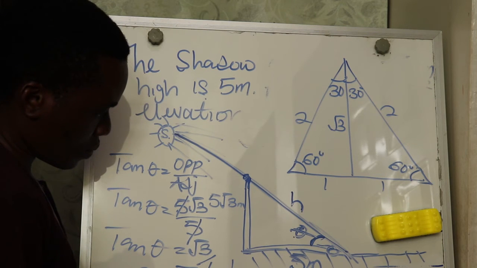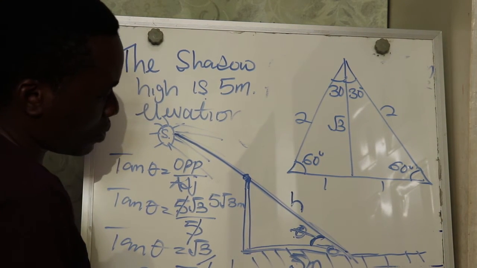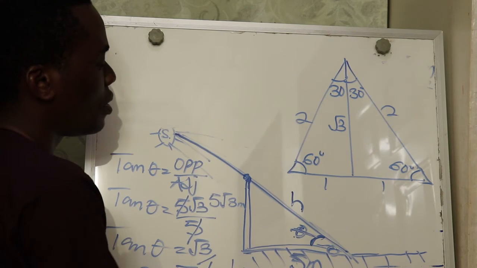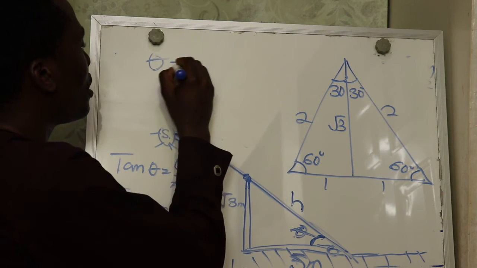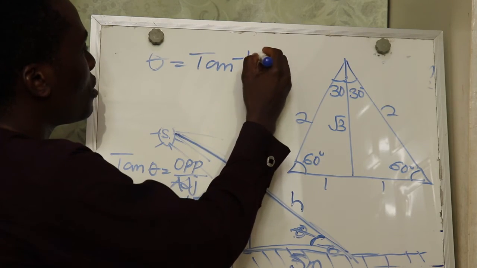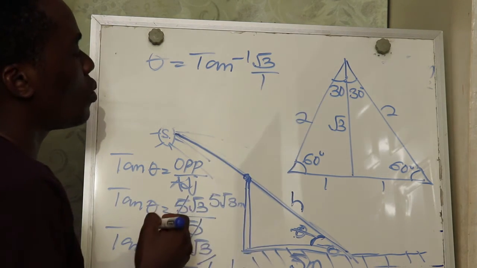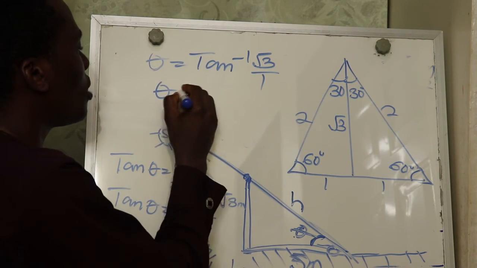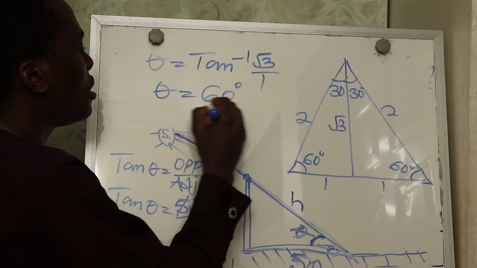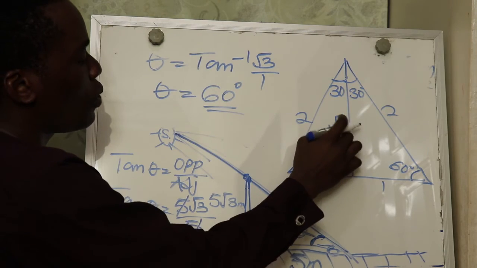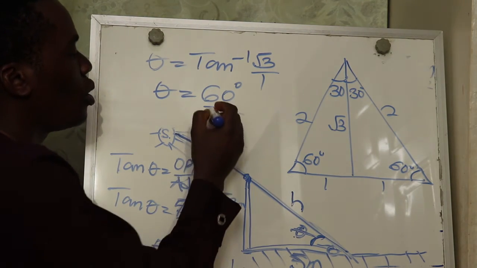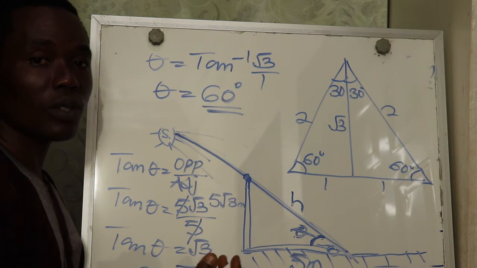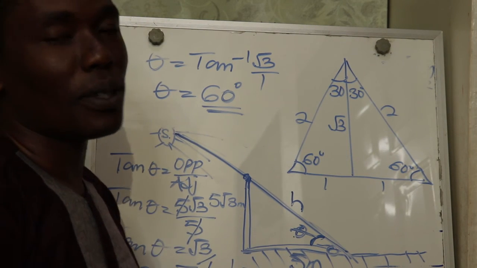So our theta will be equal to the arctan of root 3 over 1. Opposite over adjacent is root 3, so our theta will be equal to 60 degrees, because 60 degrees is what gives you root 3 for opposite over adjacent. So our theta is 60 degrees. Now this question won't take you more than 40 seconds.